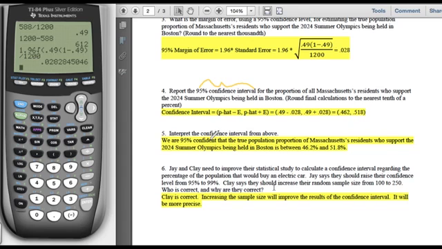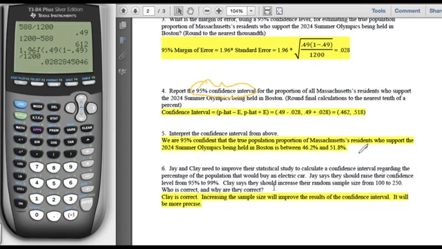I can interpret this. I could say we are 95% confident, based off of this given confidence level, that the true population proportion of Massachusetts residents who support the 2024 Summer Olympics being held in Boston is somewhere between 46.2% and 51.8%. If I could somehow talk to every single person in the state of Massachusetts and ask them if they would support the Olympics being held in Boston in about 8 years, I'm 95% sure it'd be somewhere between about 46.2% and about 51.8%.